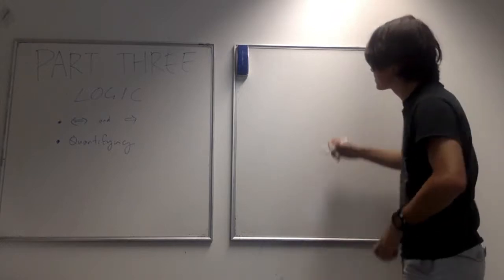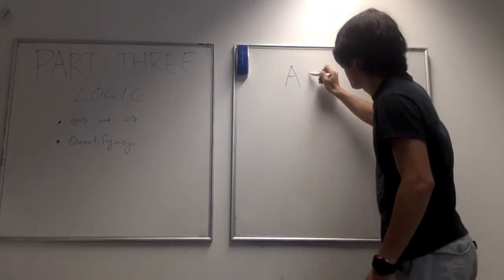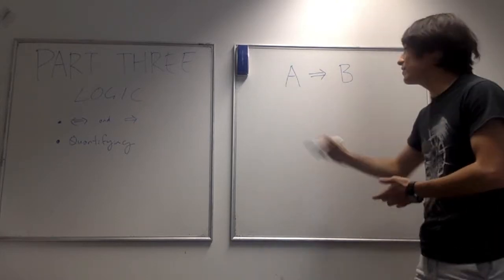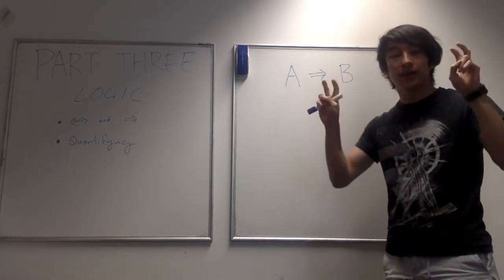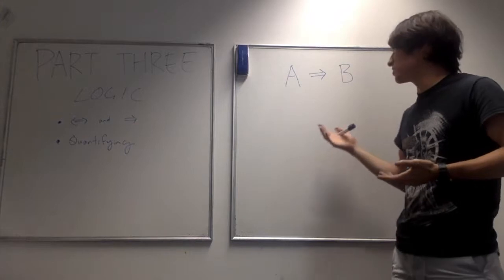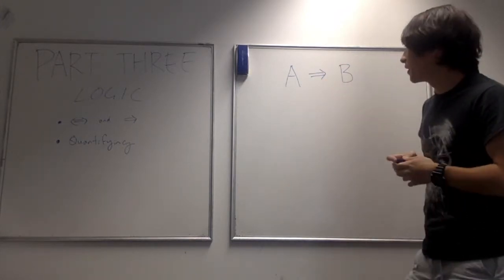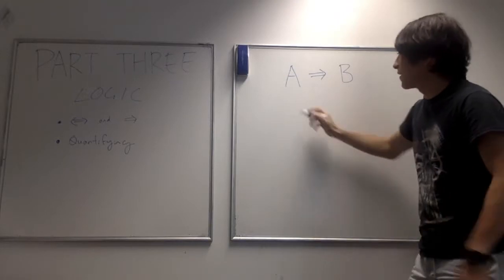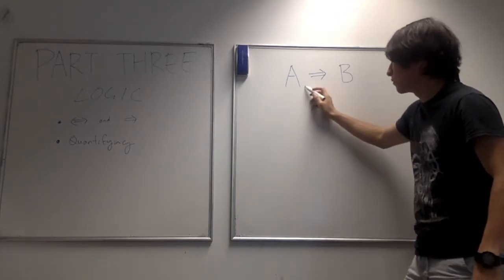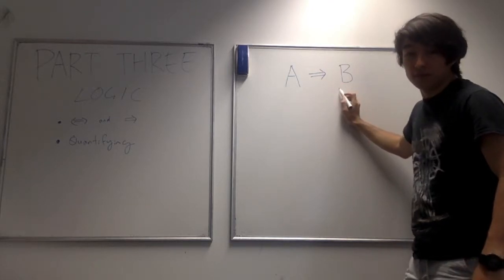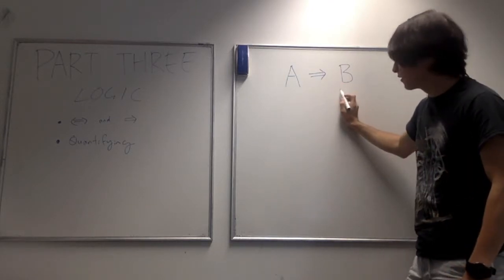So, what does this mean? A implies B. When we read this, we say A implies B. That's the terminology that we use, that's what we call this when we read it. But what's really happening is that A is a predicate. This is something with a truth value. It's either true or false. B is another predicate, another thing which is either true or false.